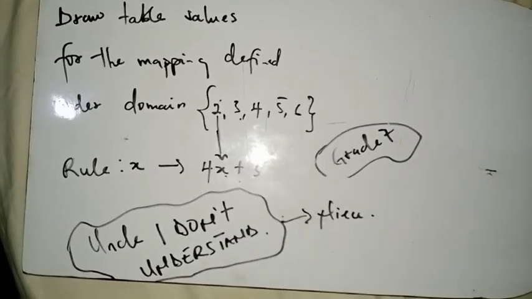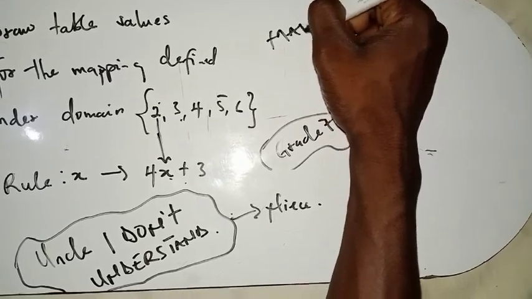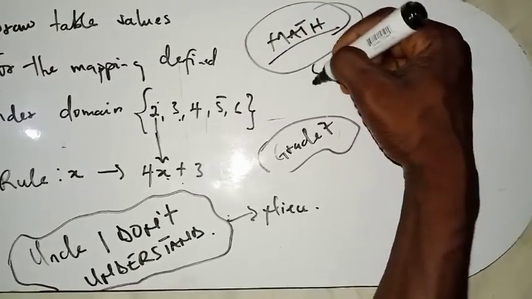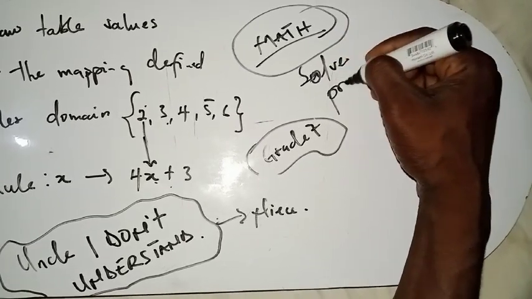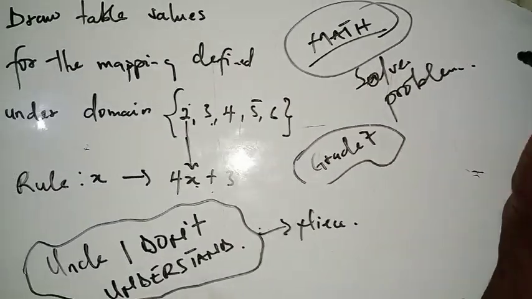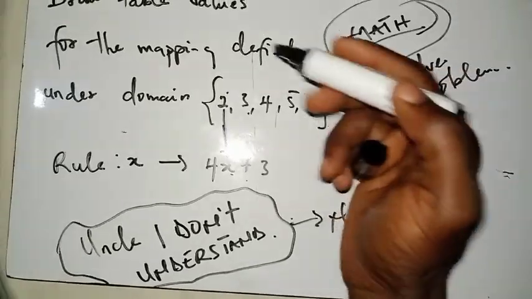To be fair here, the whole idea about mathematics is to solve problems. So we are going to solve some problems here. That is the whole idea behind mathematics. If mathematics is about solving problems, so why teach the kids this way?